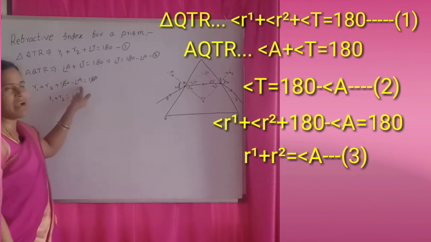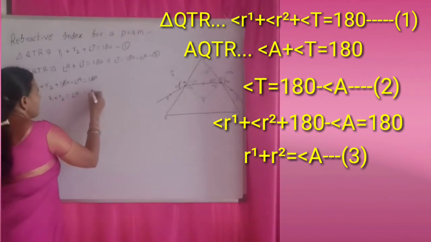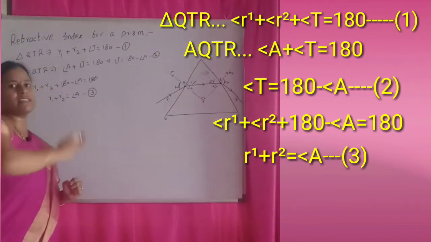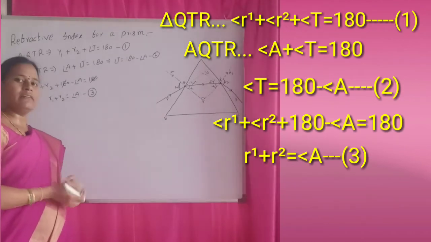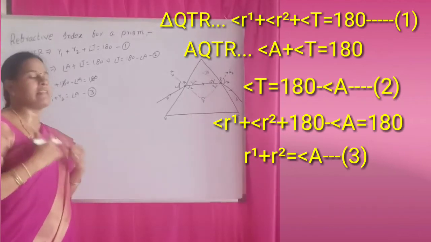Why? Because minus angle A is there. It comes to the right side as plus. So taking this as the third equation. This is the third equation. And I have already taken one triangle, one quadrilateral. Now I am taking another triangle.